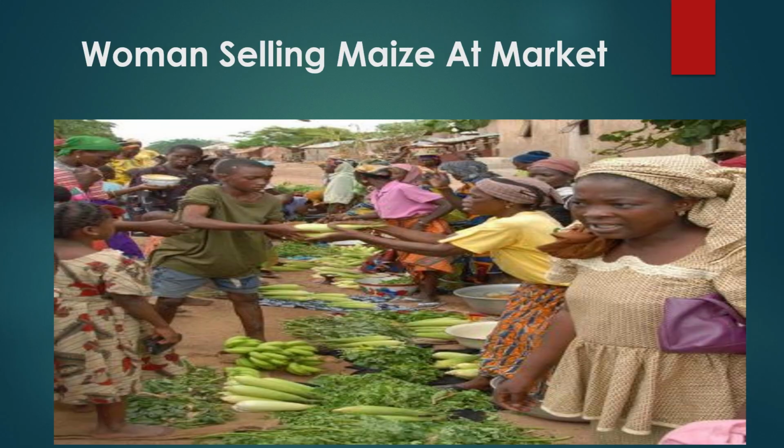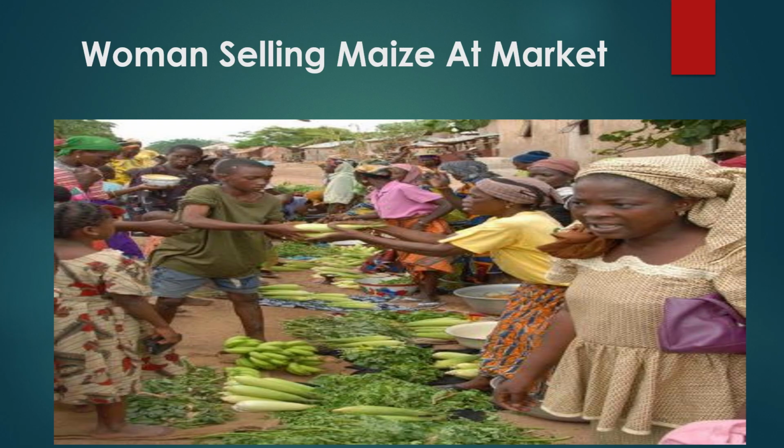Now let's consider this picture again. Woman selling maize at the market. Now let's understand how the exchange actually happens. This is the heart of every market transaction.